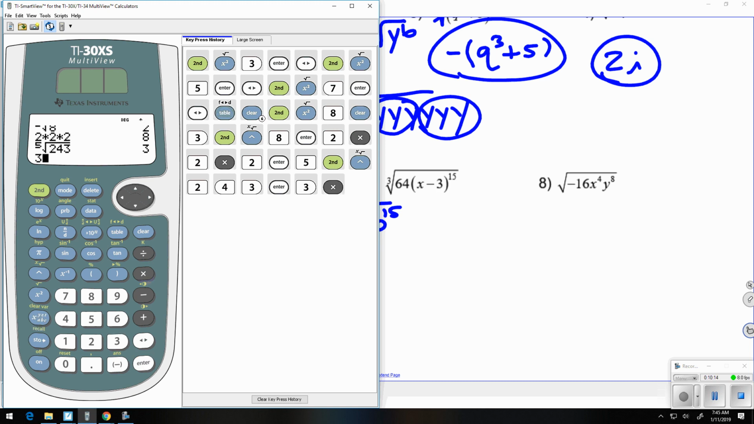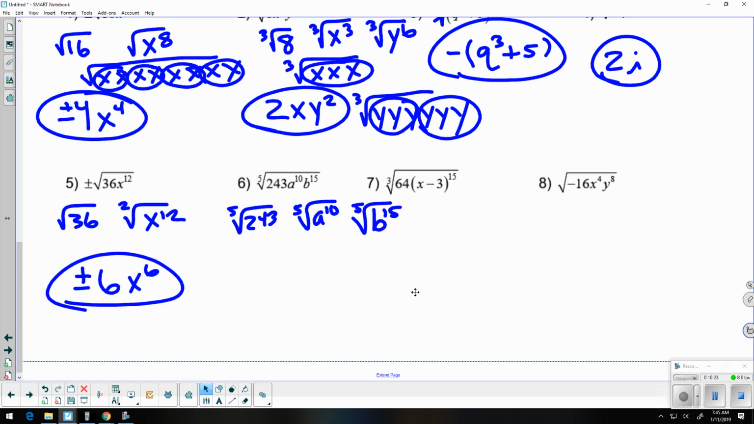Because 3 times 3 times 3 times 3 times 3, I need one more, is 243. Okay, so 3 times itself 5 times. So this would just be 3 out front. A would be, let's think about this. So again, we're looking for how many groups of 5 A's can I take out of 10? Well, I could take out 2 groups of 5. So really, again, just 10 divided by 5. Same thing with the B's. How many groups of 5 can we take out of 15? 3 groups of 5. So 3A squared B cubed.